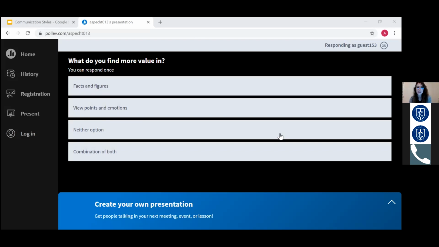I think I'm more of a combination, but I gravitate more to emotions when it comes to that. That's awesome. I'm so happy that we have a combination of people here today. This is going to be very exciting. So I'm going to pop back over to our presentation and we shall get started.